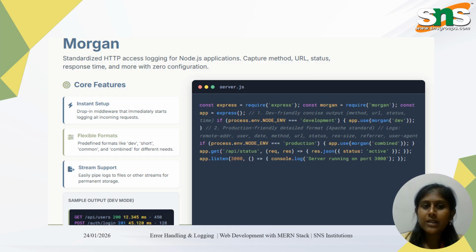Morgan. Morgan is a request logging middleware. It logs the HTTP method, URL, status code, and response time. For example, it logs GET /users 215 ms. This helps us understand which endpoints are being used and how fast the responses are.